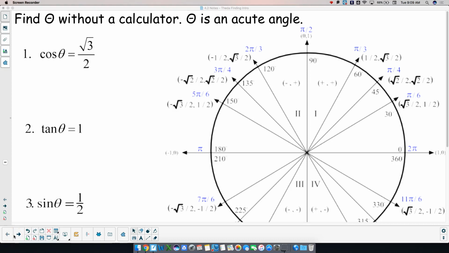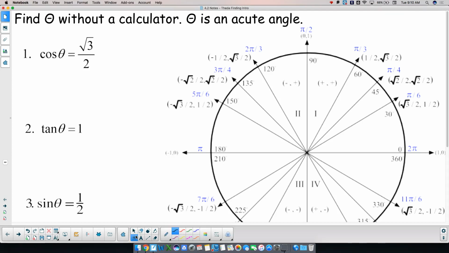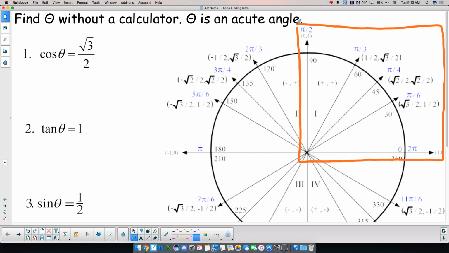Alright, so the second video that we would like you to watch today is all about finding theta. So basically what we're doing is we're using our unit circle, but we're working in reverse. Okay? So to start, we want you to find theta without a calculator. That means we want you to use the unit circle. And we're saying that theta is an acute angle. By saying that theta is an acute angle, we are restricting all of our answers to the first quadrant. Okay? That's where all the acute angles lie, in the first quadrant.